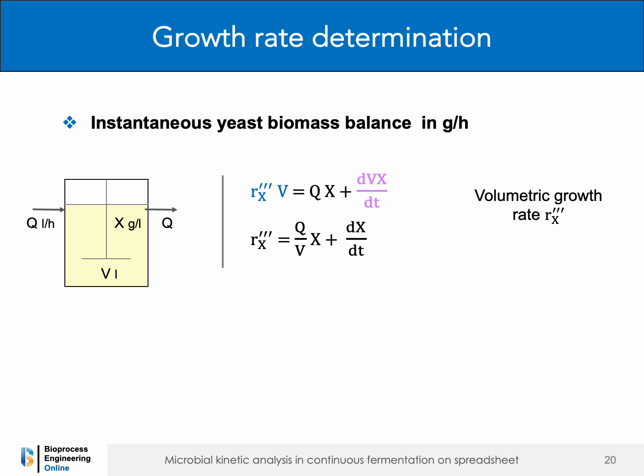Thus, the volumetric growth rate, Rx triple prime, is calculated as Rx triple prime equals Q over V x plus dx over dt. The specific growth rate, mu, in hours^-1, is then calculated by dividing the volumetric rate, Rx triple prime, by the cell biomass concentration x.